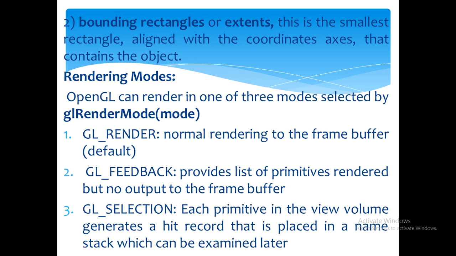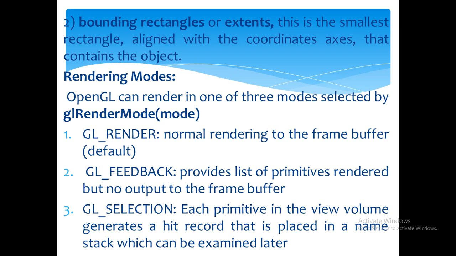Next rendering mode is GL_FEEDBACK. It provides a list of primitives rendered but no output to the frame buffer. It provides the list of primitives to be rendered, how many primitives you have to render. Each primitive has its own identity, and depending on that, it provides how many primitives you have to render. It will not produce output on the frame buffer, right?